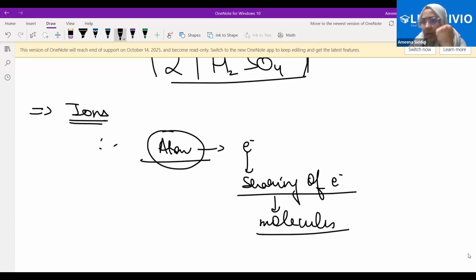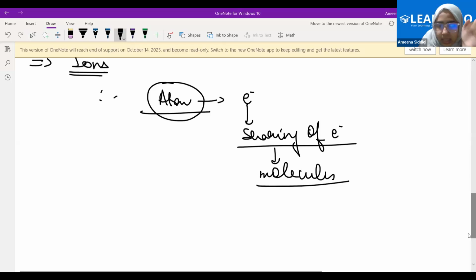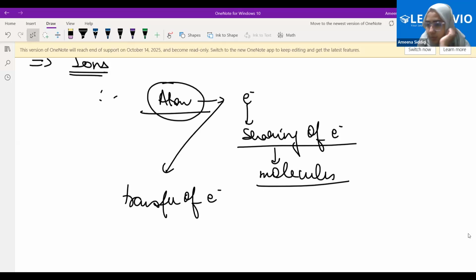Let's suppose there are two atoms which are sharing their respective electrons. Obviously, with two atoms it forms a molecule, a group of atoms. Therefore, sharing of electrons will give rise to molecules. What kind of molecules, we'll see later. The other form of electron movement is the transfer of electrons. And transfer of electrons will give the atom or the group of atoms a net charge.